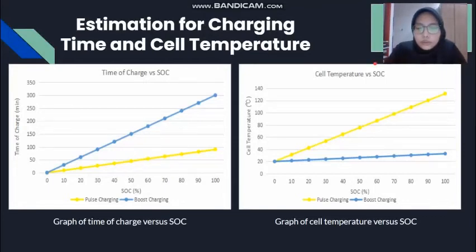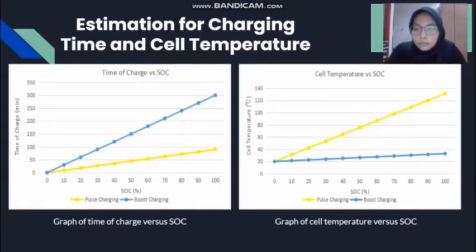Next, as we refer to the graph of cell temperature versus SOC, we can see that the final temperature of the pulse charging scheme is 131 Celsius, while for the battery charged using the boost charging scheme, the final temperature is only 32.8 Celsius. So, in terms of cell temperature, boost charging is able to charge a battery at a safe temperature, which is between 0 Celsius and 45 Celsius.